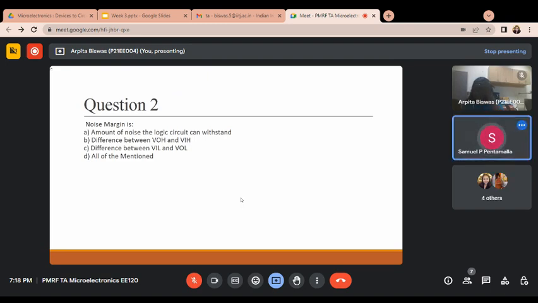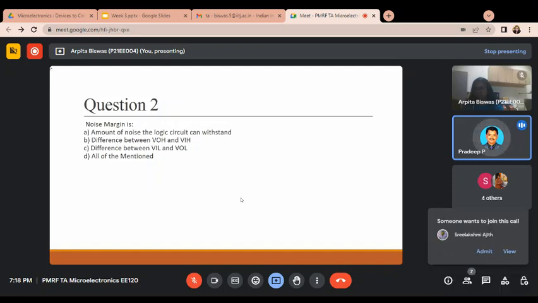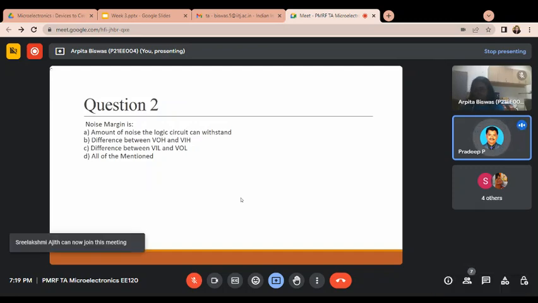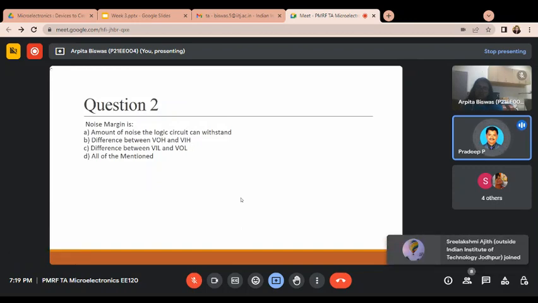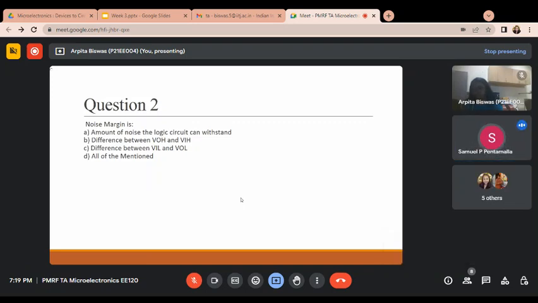B and C. Madam, only option A is the answer for noise margin, madam. Difference between VOH and VIH is noise margin high. Difference between VIL and VOL is noise margin low. Noise margin is noise margin high minus noise margin low. For this question, the option is A, madam. Actually, B and C, madam. Last option should be the right answer.